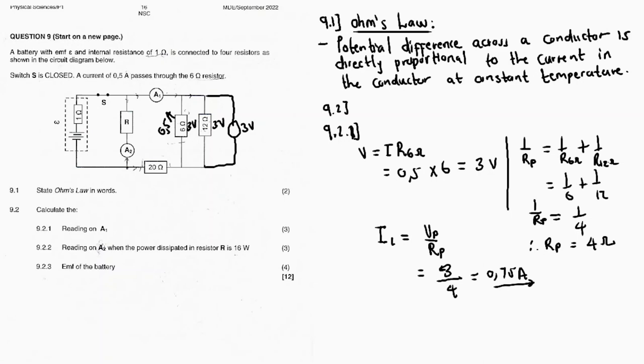So that was 9.2.1. Now 9.2.2: calculate the reading on A2 when the power dissipated in resistor R is 16 watts. So now we are given the power, which is 16 watts. The calculation is centered around the R resistor.